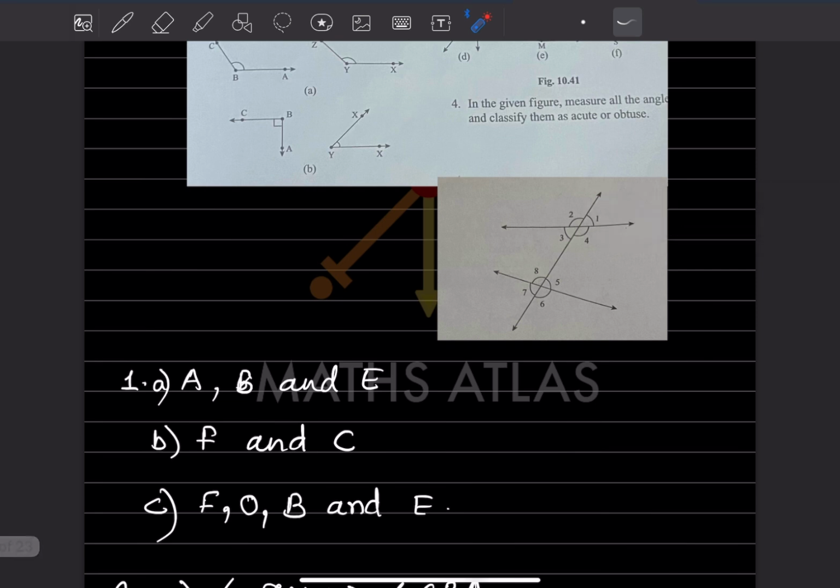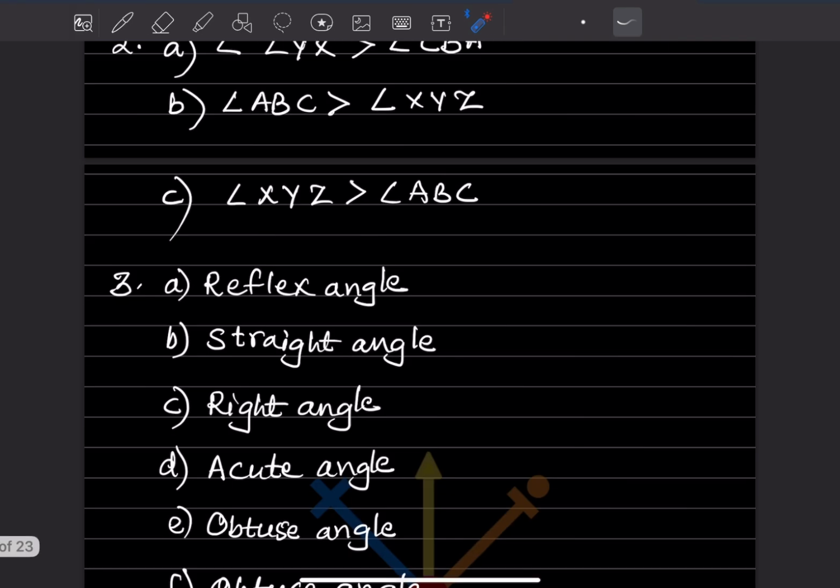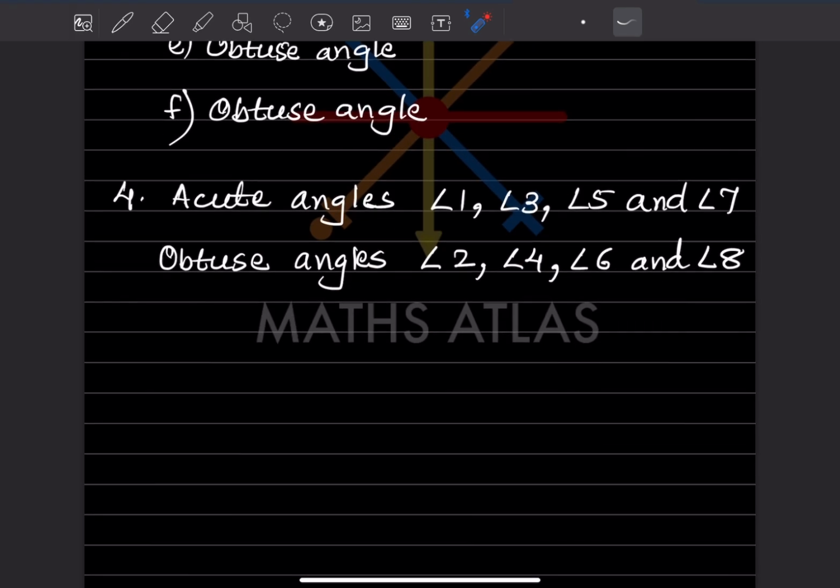So now you can see here in the given figure, measure all the angles and classify them as acute or obtuse. We can see here 1, 2, 3, and 4. So you know acute means less than 90 degrees and obtuse means more than 90 degrees. Here we can see this is less, so this is going to be acute. Here all the answers are given. So acute angles are 1, 3, 5, and 7.